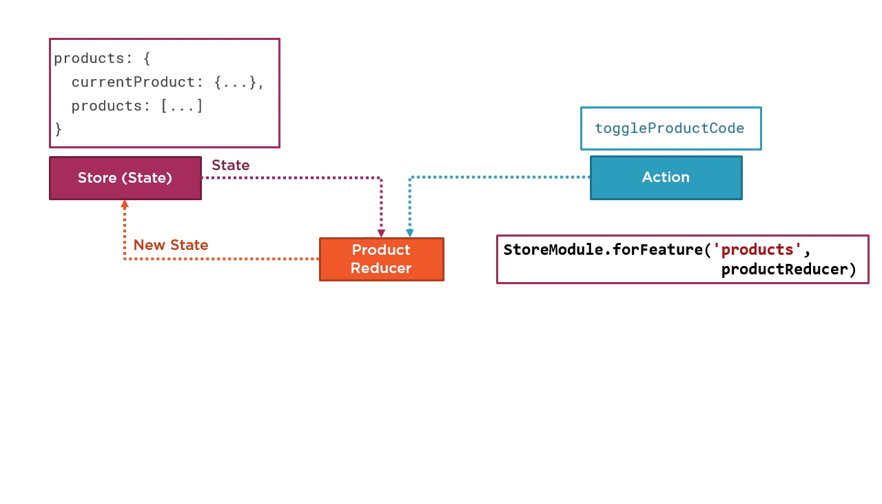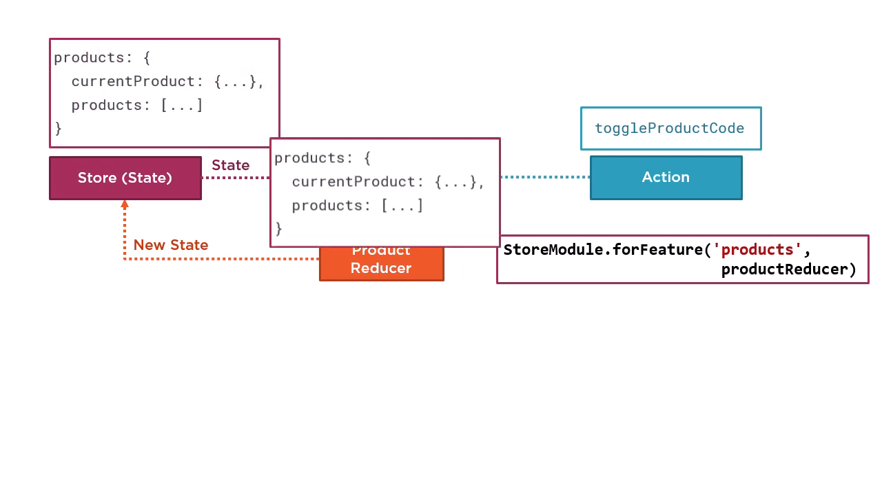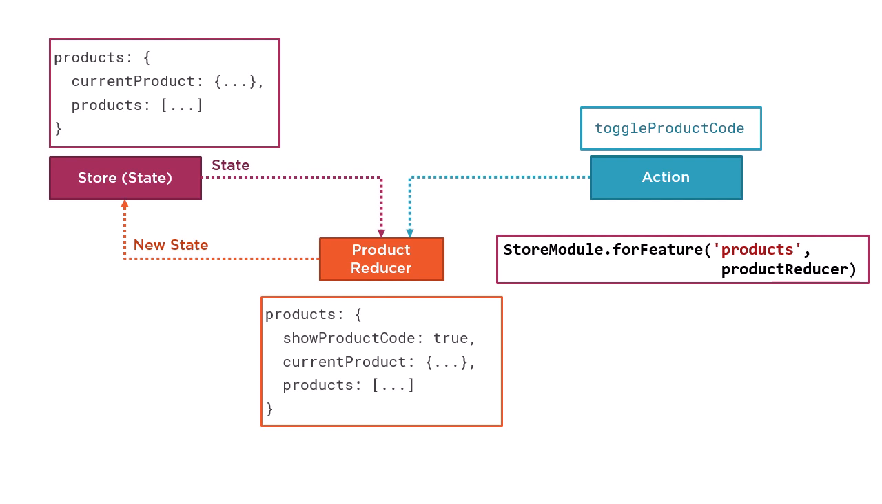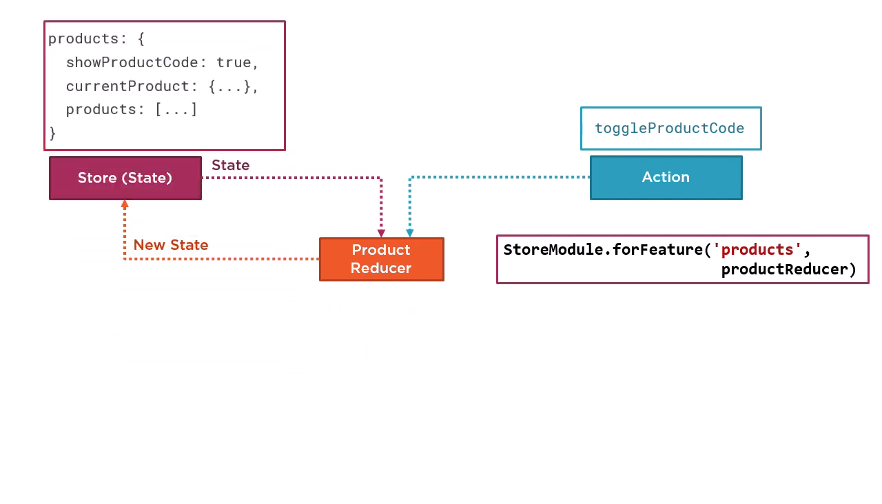The reducer takes in that action and the reducer's associated slice of state, which in this example is our entire product slice. The reducer then creates new state by copying the existing state and applying changes to that copy based on the defined action. In this example, by adding show product code with a value of true. The reducer then replaces the product slice portion of the state tree with this new state, thereby creating new state. So technically, we aren't modifying or mutating the state.